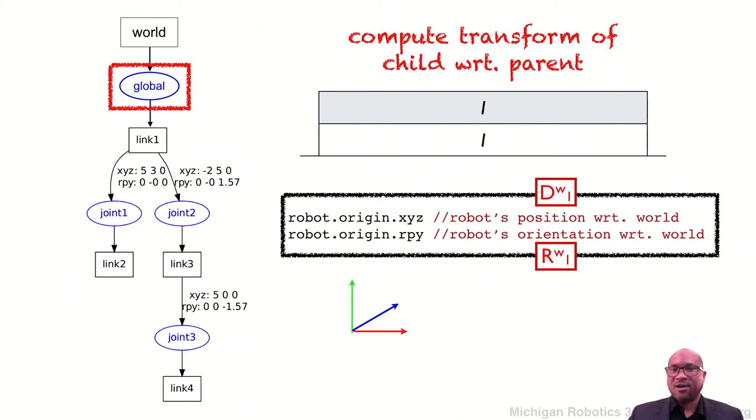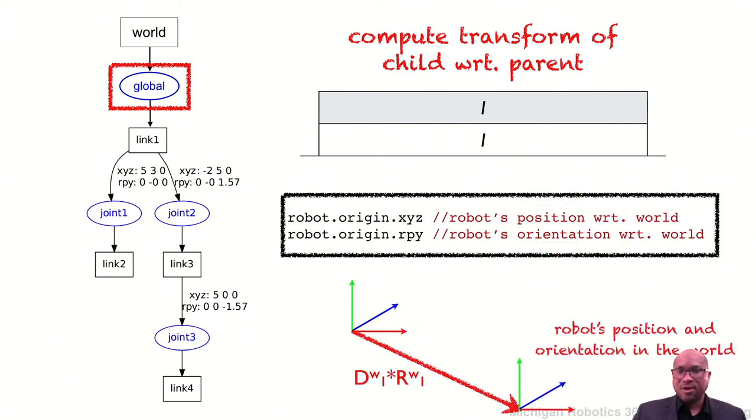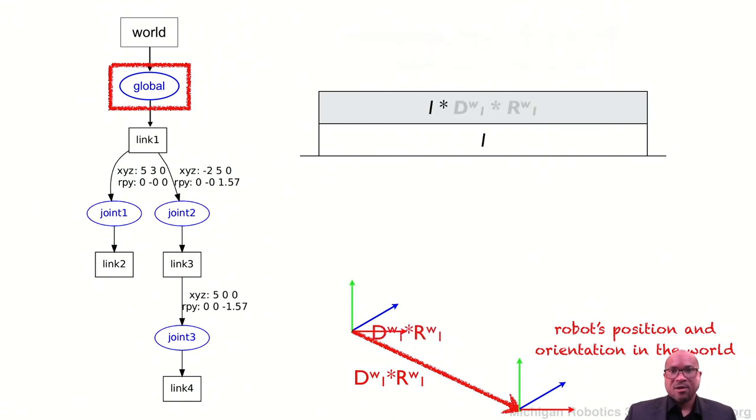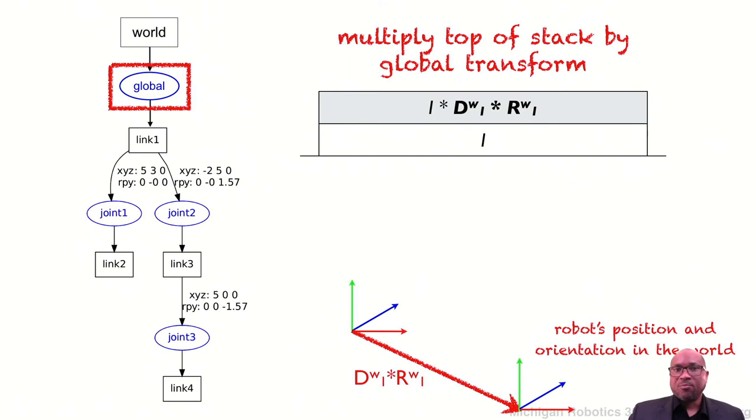And we're going to call that DW1, the translation with respect to the world, and RW1 is going to be the rotation with respect to the world. And so we'll note that now a frame relation is induced that's going to apply this rotation and translation of the base frame with respect to the world frame. We'll take that matrix, multiply it onto the right side of the top of the matrix stack, and that's going to give us the new top of our matrix stack.